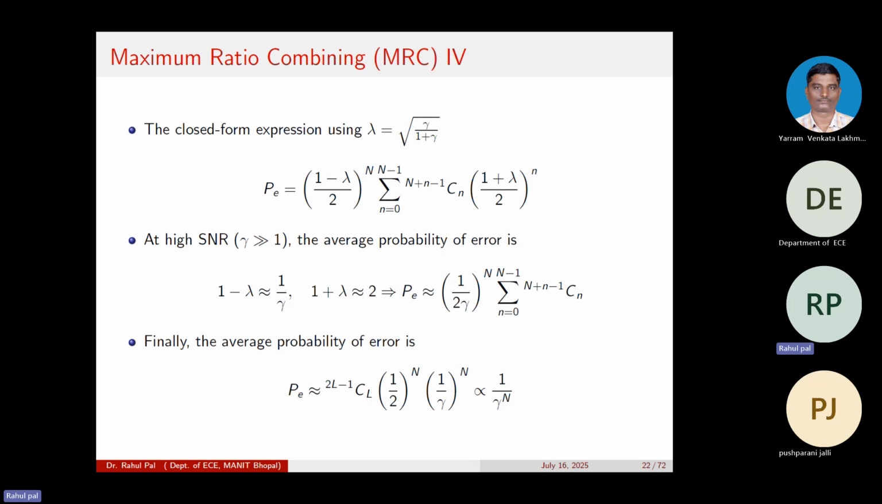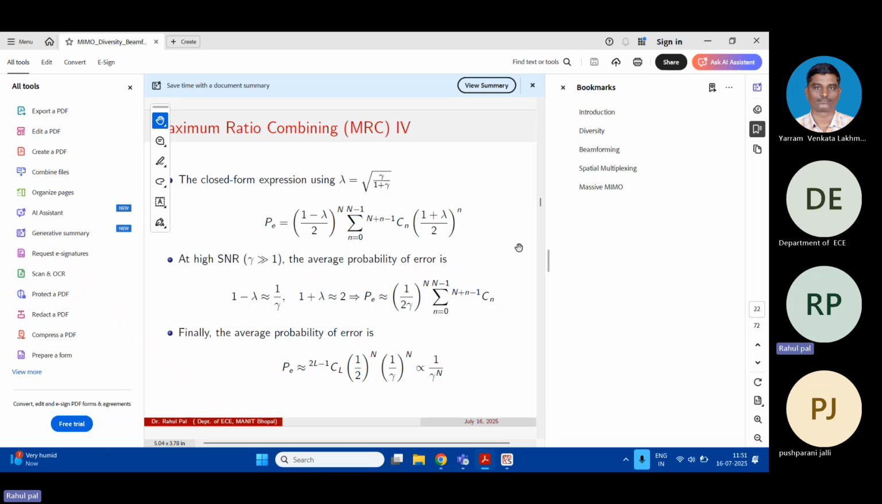Now if you see the probability of error expression, it is directly proportional to 1 by gamma raised to a power. What was the earlier expression for the probability of error? It was 1 by gamma. Now we got 1 by gamma raised to power 3. So the probability of error is getting reduced at a very fast rate. Now we can do the simulation for this one.